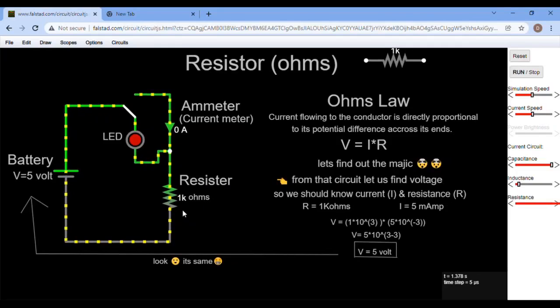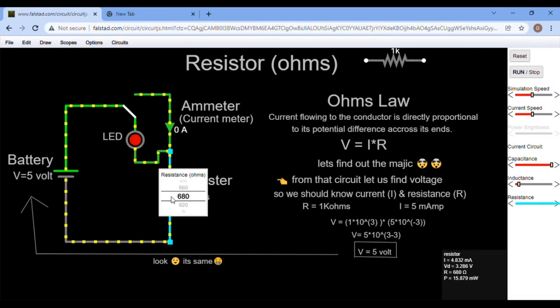Let's do a magic. What happens if I change the value of the resistor? Let us try. I'll decrease the value of the resistor. The LED is growing brighter, brighter, brighter. I'll increase the value of the resistor. Can you see the difference? This is what happens. It goes dim, dim, dim when I increase the value of the resistor. So, this is the simple general working of the resistor, which opposes the flow of current.